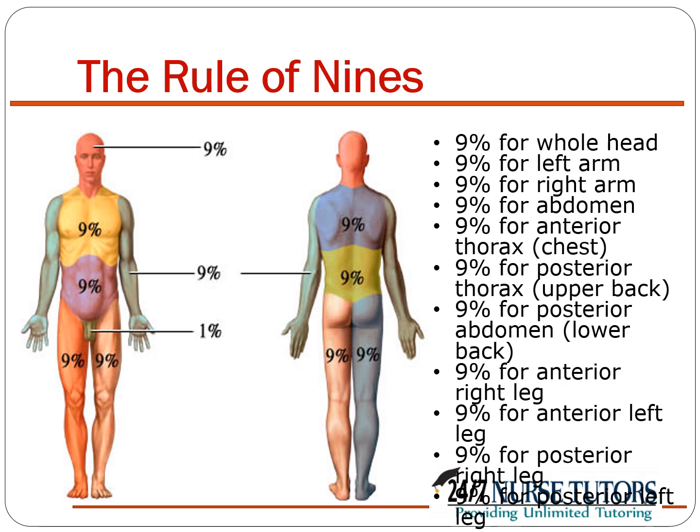Another, perhaps easier way to think of this: 9% for the head, 9% for the left arm, 9% for the right arm, 9% for the abdomen, 9% for the anterior thorax, or the chest, 9% for the posterior thorax, the upper back, 9% for the posterior abdomen, the lower back, 9% for the anterior right leg, 9% for the anterior left leg, 9% for the posterior right leg, and 9% for the posterior left leg.